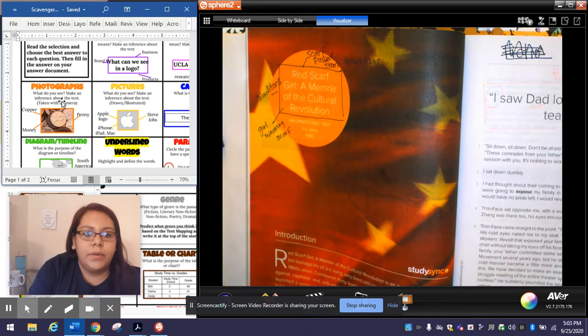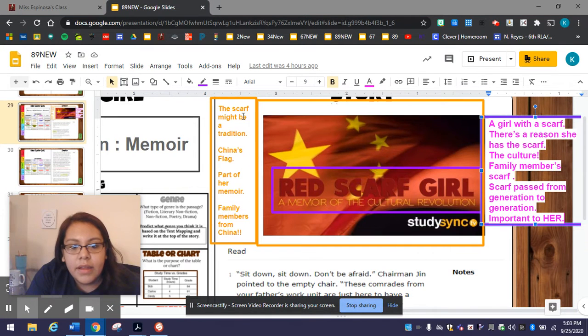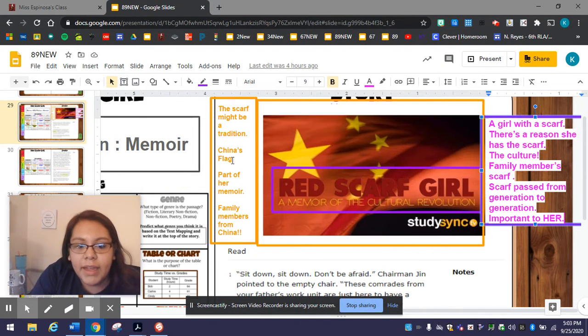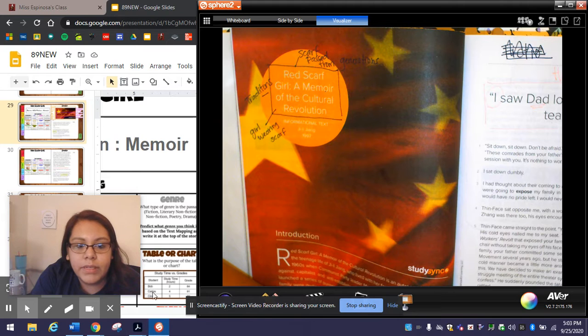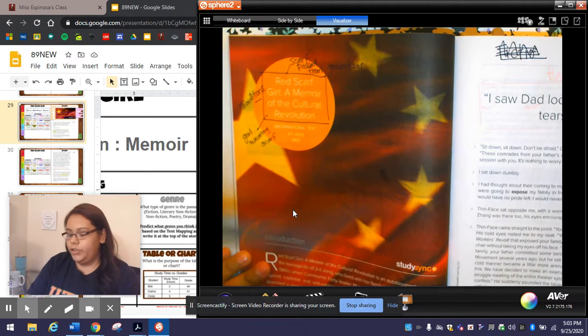So again, I'm going to write some of the inferences that my students said in class. They discussed China's flag. It's part of her memoir. Family members are from China. So those are their inferences. So I'm going to copy that and I'm going to write it in orange.